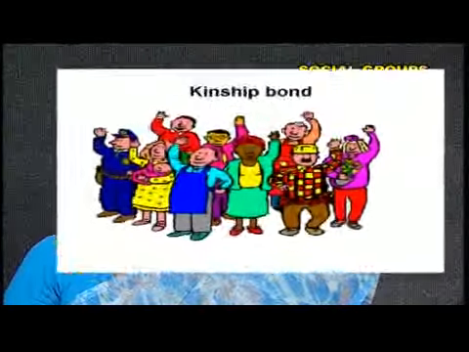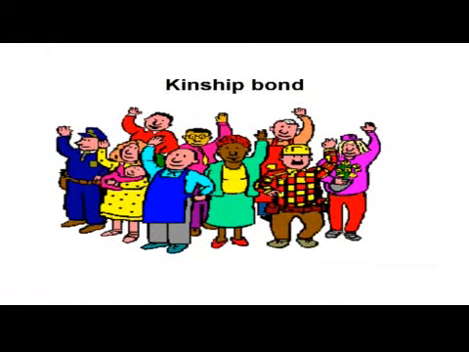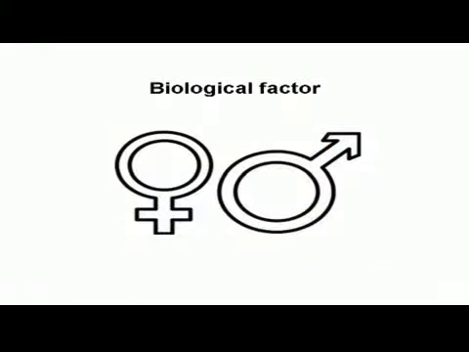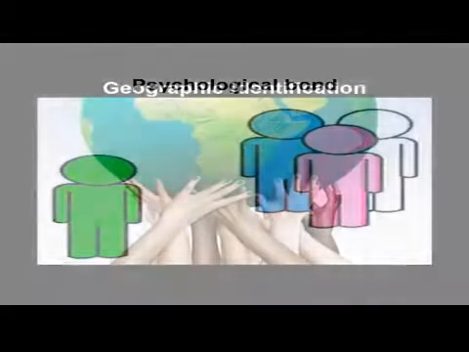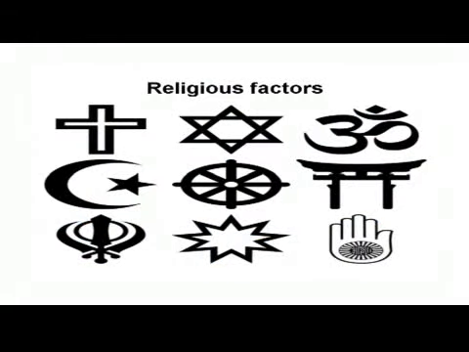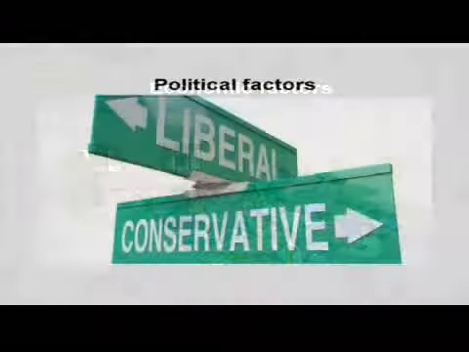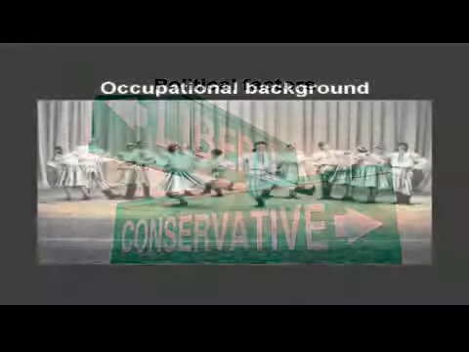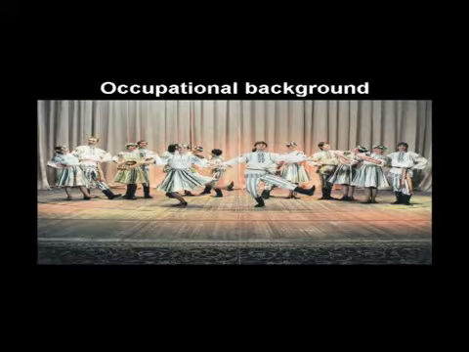There are various forces that operate behind the formation of groups under different circumstances. These forces could be kinship bond, biological factors, psychological bond, geographic identification, cultural affinity, religious factors, economic factors, political factors, and or occupational background. These factors create identity among people with similar qualities and result in the formation of groups.